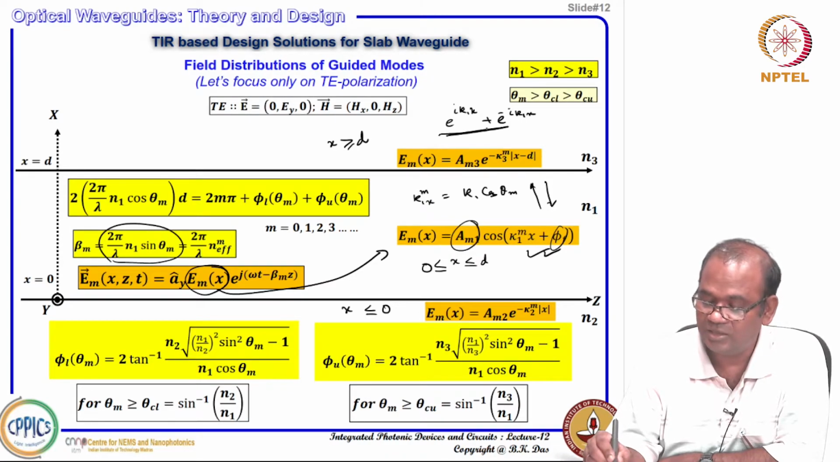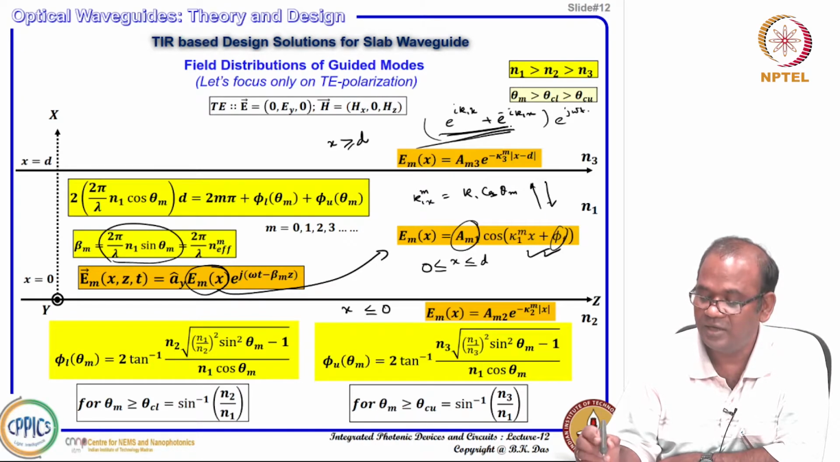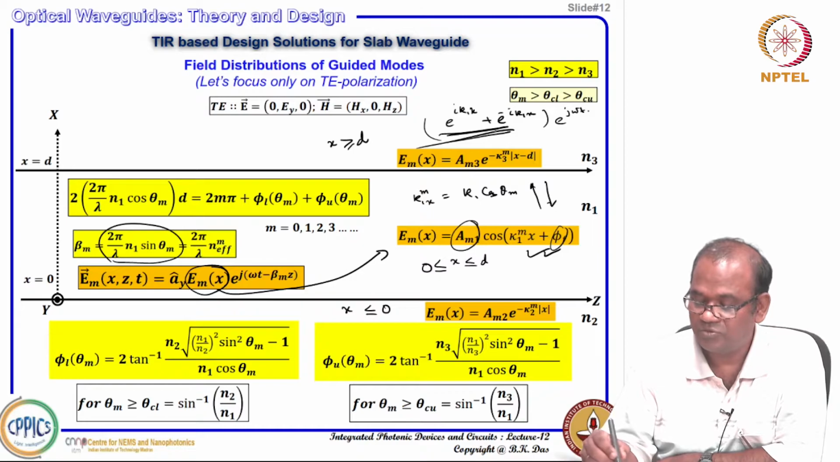If you are just considering one forward propagating wave and another backward propagating wave, obviously they can be multiplied by e to the power j omega t and so on. If you just add them together, what will you get? You will get 2 cosine k1x times x. So, this 2 can be absorbed in the amplitude. So, it is basically a cosine function.